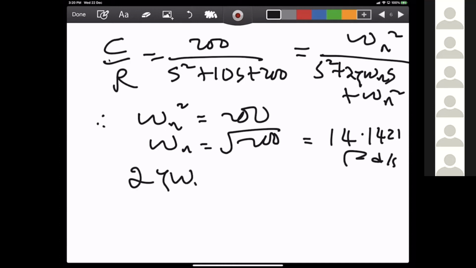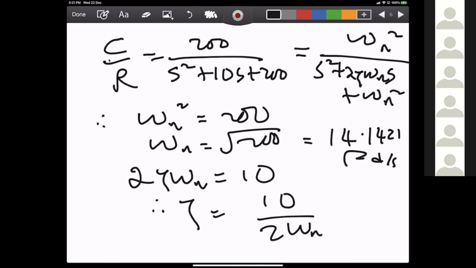2 zeta omega n is equal to 10. So zeta is equal to 10 divided by 2 omega n. Berapa? Wait, Doctor, I calculate this. 10 over 2 times 14.1421 is 0.3536. Okay, so that is the value of the zeta.